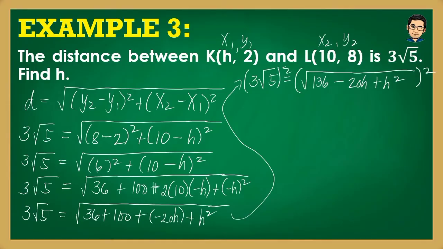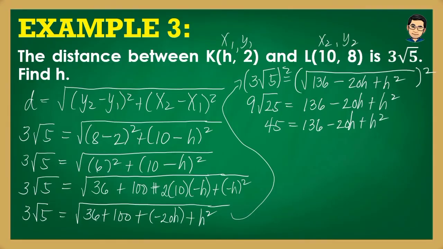And then 3 square root of 5 squared. So 3 square root of 5 times 3 square root of 5 is 9 square root of 25 equals 136 minus 20h plus h squared. And then the square root of 25 is 5. 5 times 9 is 45 equals 136 minus 20h plus h squared. Okay. And then magiging h squared minus 20h plus 136 minus 45 is equal to 0.